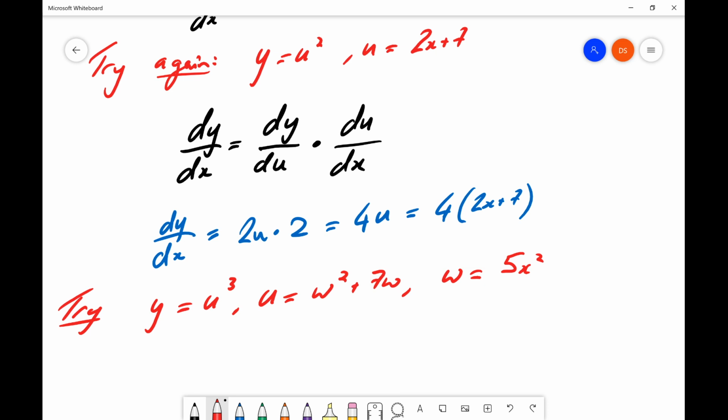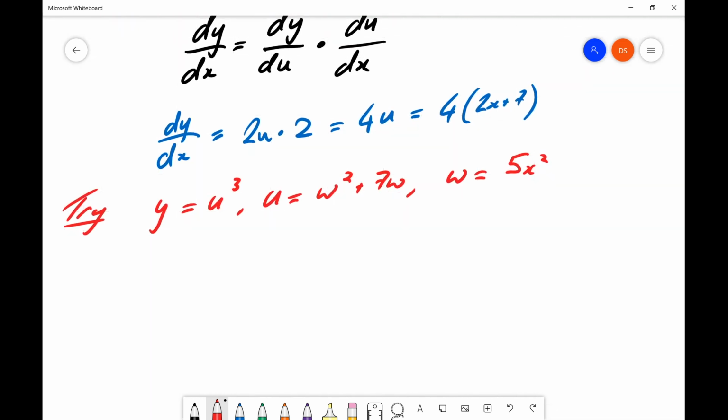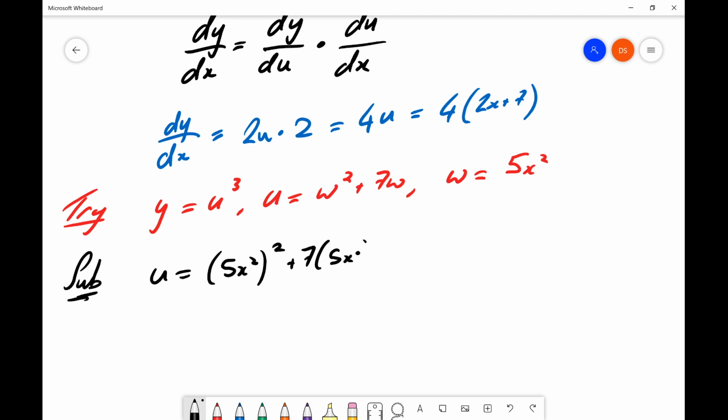And if I were to substitute, it's going to get messy. Shall we do it? Yes. Okay. This is what substitution will do. Right? So first off, we're going to sub this w into here. So we get u equals 5 thing that squared plus 7 times that thing. Okay. It's not terrible just yet. But then this cubed.